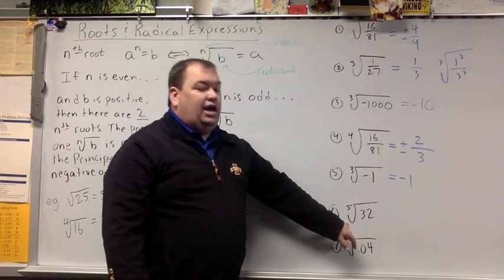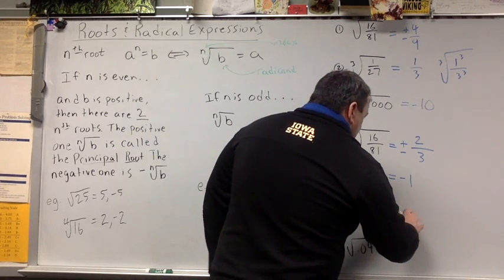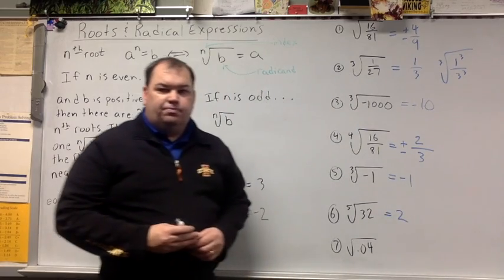Fifth root, it's odd. That index is odd. It's only going to have one answer. Fifth root of 32 is 2.